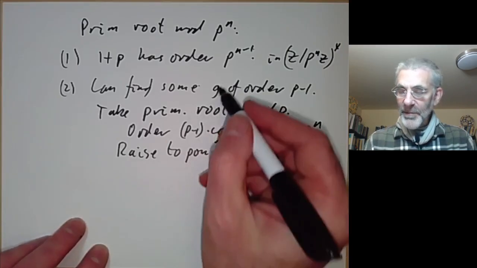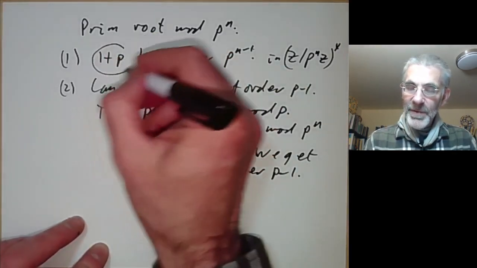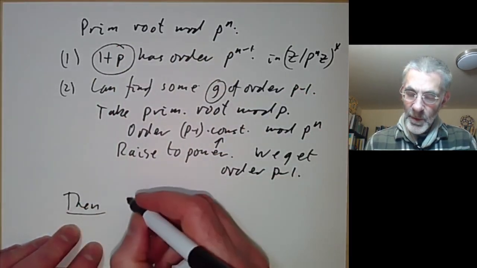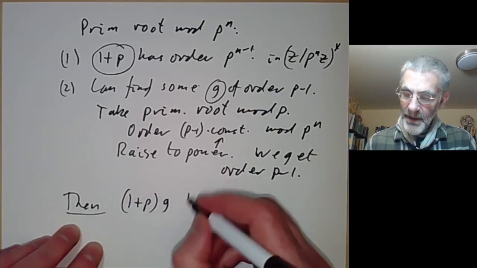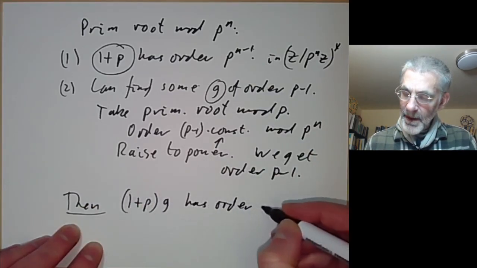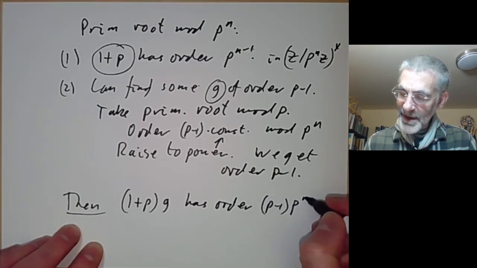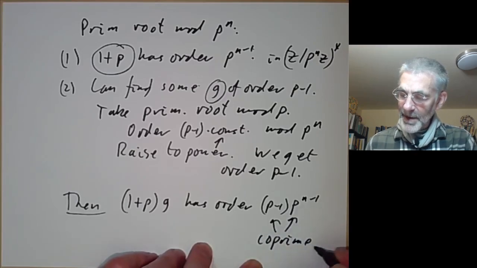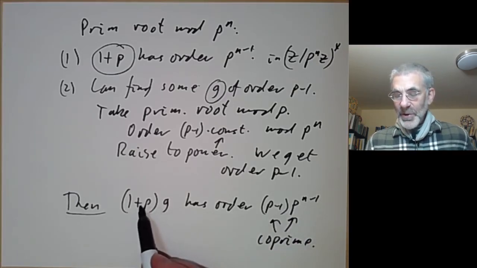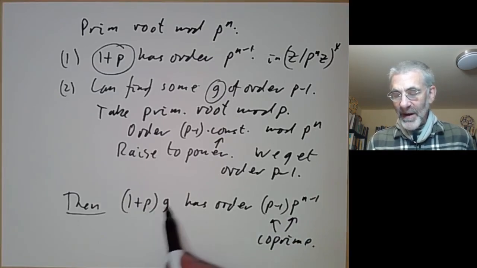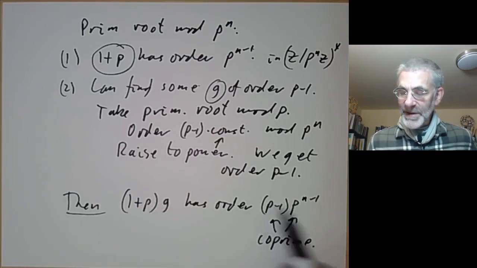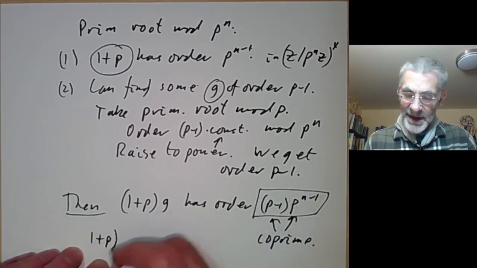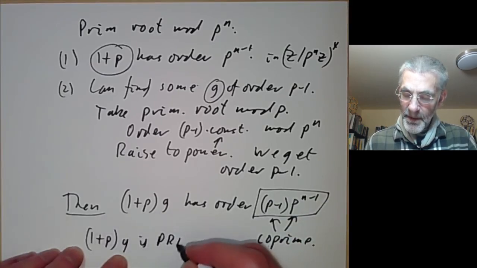So we've got g of order p minus 1 and 1 plus p of order p to the n minus 1. Then 1 plus p times g has order p minus 1 times p to the n minus 1. And the key point here is that these two numbers here are co-prime. So if we take two elements of co-prime orders and multiply them together, then we're going to get something whose order is their product. And this means that 1 plus p times g is a primitive root.